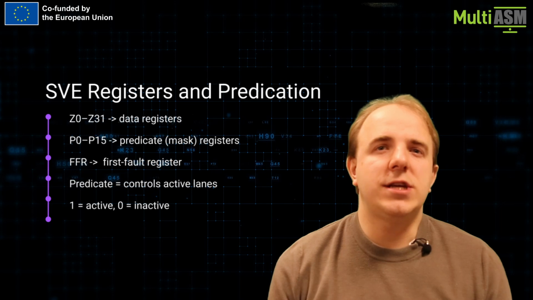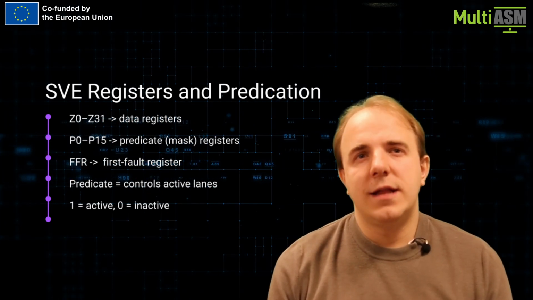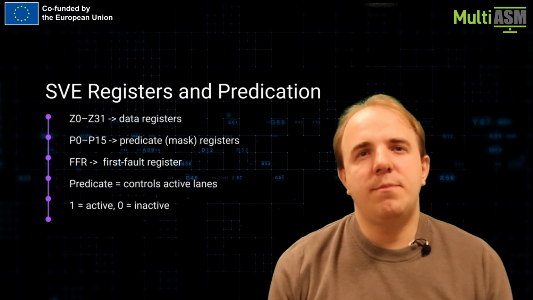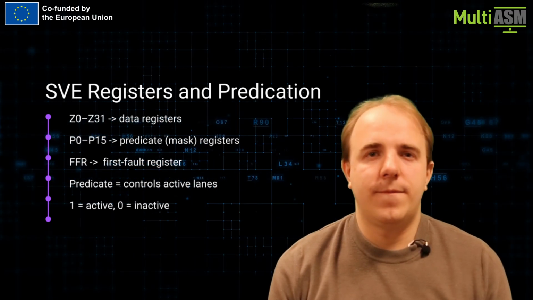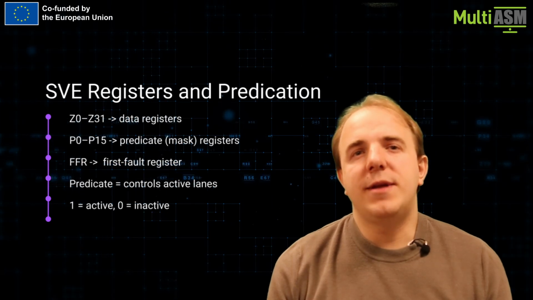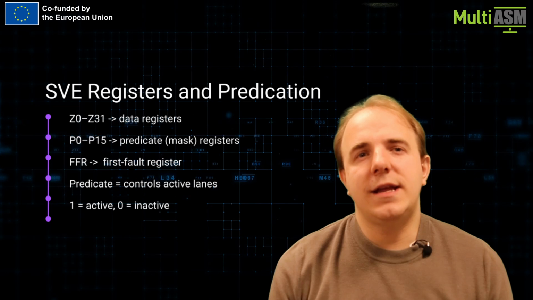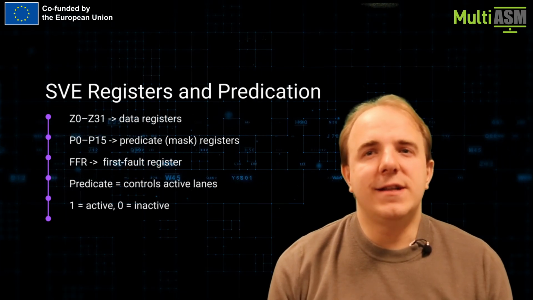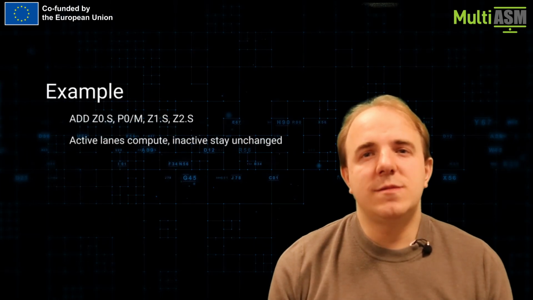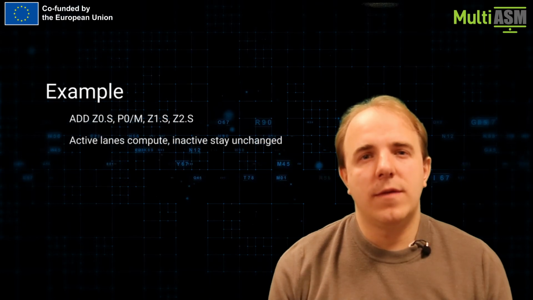There are 32 Z registers named Z0 through Z31, which hold data. There are also predicate registers named P0 through P15, as well as special registers called FFR. Predicate registers are bit masks. Each bit in a predicate register corresponds to one lane in a vector. If a bit is set to 1, the lane is active. If it's set to 0, the lane is disabled. This mechanism replaces the loop remainder handling that was required in Neon.